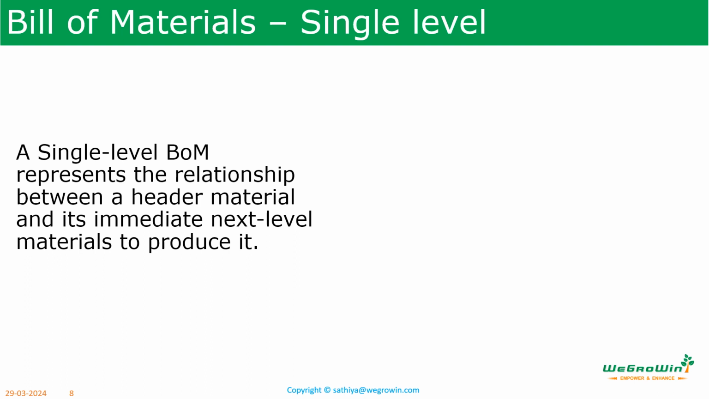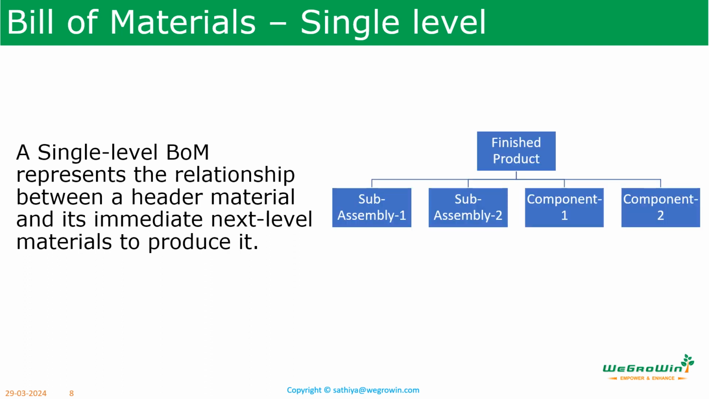So bill of materials, there may be single level bill of material or there may be multi-level bill of materials. Single level bill of material represents the relationship between one header material and its immediate next level materials to produce a product. Here we see an example. To produce a finished product, we need to have subassembly 1, subassembly 2, then we have component 1, component 2. So these are immediate next level BOM. This is called a single level bill of material.